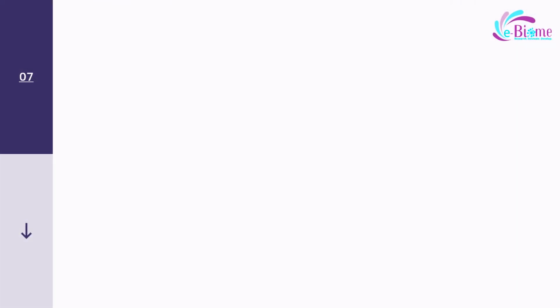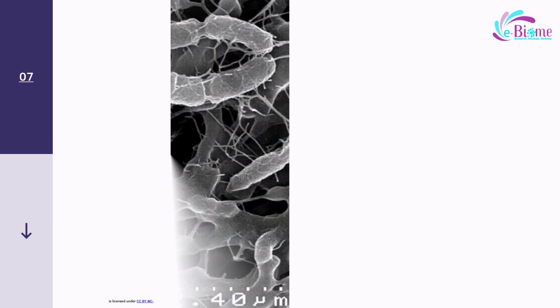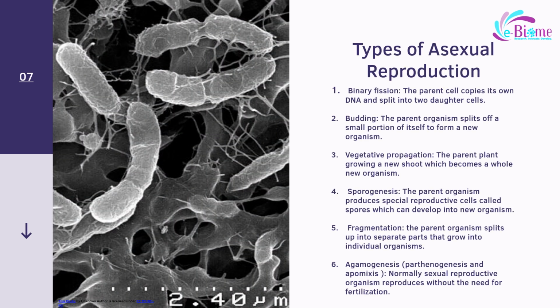Now that we have a better understanding of what asexual reproduction is, its advantages, and the disadvantages of asexual reproduction, let's go over the types of asexual reproduction. There are 6 main types of asexual reproduction. The first type of asexual reproduction that we'll discuss is known as binary fission.